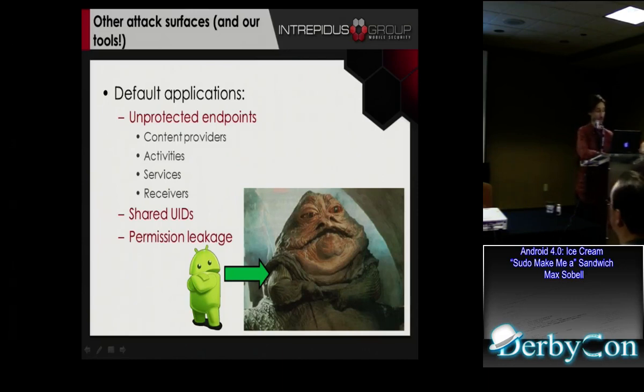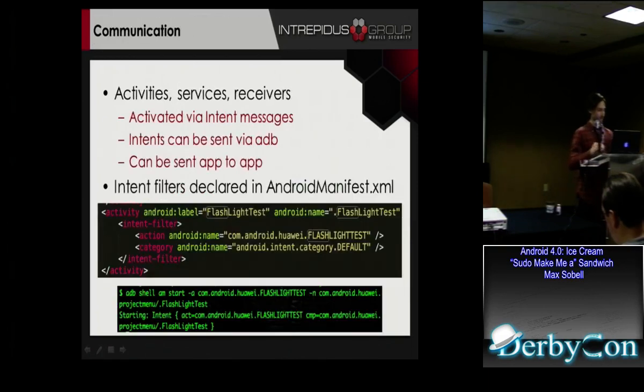They can also share UIDs, and then we'll cover permission leakage and why that's such an issue with all these apps on the device. So activities, services, and receivers are the main communication methods. They can be activated via Android intent messages. Intents can be sent via ADB from an app. They're intended to be app to app, but they can be sent via the activity manager just for debugging.